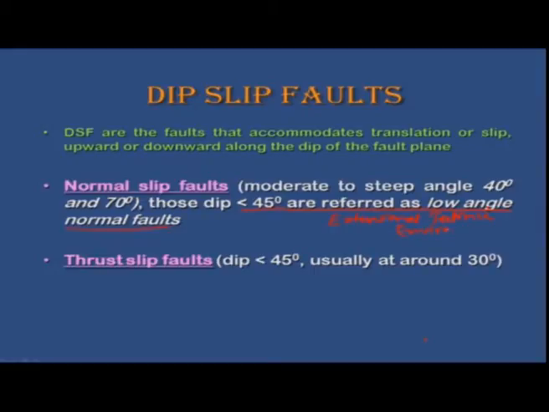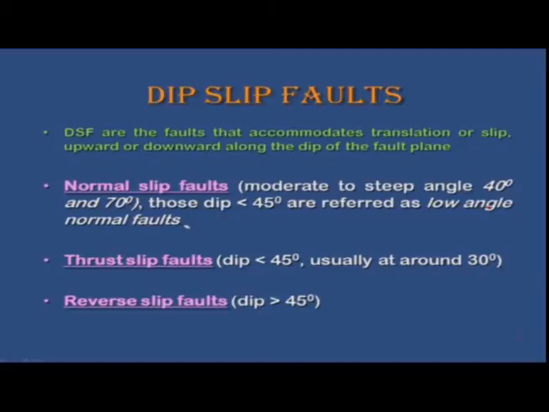So, this is an extensional tectonic environment, whereas the thrust fault and the reverse fault are seen in the compressional tectonic environment. This is one major difference between these two. In a normal fault, one of the blocks will move down with respect to the other. This is very important, which you have to remember, but we will go into detail in the coming slides.